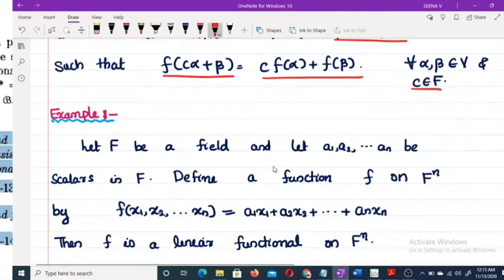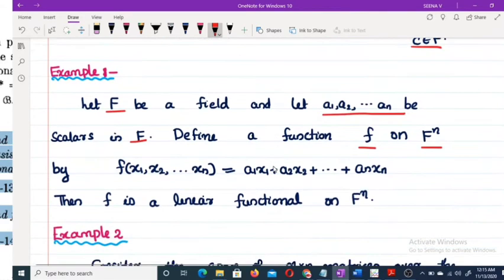Now we move to some examples. Let F be a field and let a1, a2, etc., an be scalars in F. Now define a function f on Fn by f of (x1, x2, etc., xn) equals a1 x1 plus a2 x2 plus etc. plus an xn. Then f is a linear functional on Fn. Okay, and we are defining it like this.